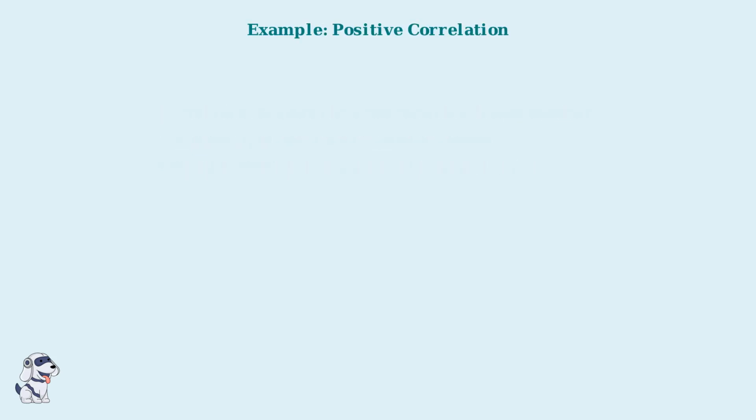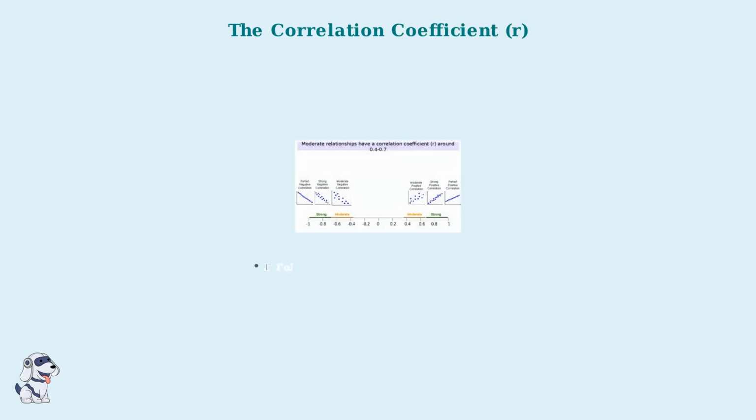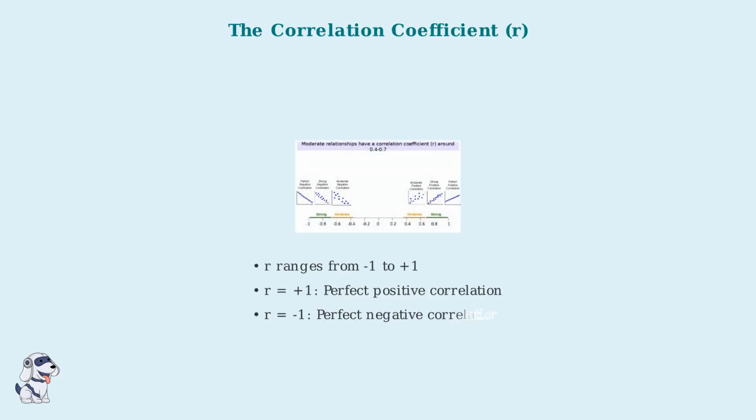Here we see a scatter plot showing a strong positive correlation between calories consumed and weight gained. Notice how the data points closely follow the trend line, and the R-squared value of 0.94 indicates a very strong relationship. The correlation coefficient, denoted as R, quantifies the strength and direction of a linear relationship. It always ranges from -1 to +1.